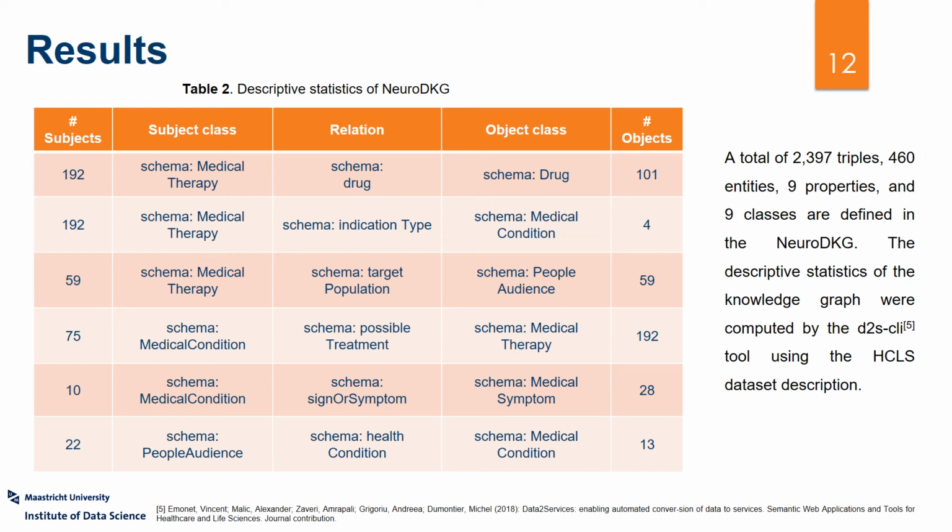And next, in the 192 medical therapy objects, there are 75 medical conditions that have the possible treatment. And next, in the medical condition subject, there are 28 medical symptoms that have the sign or symptom. And for the medical condition, there are 22 people audiences that had the health condition.